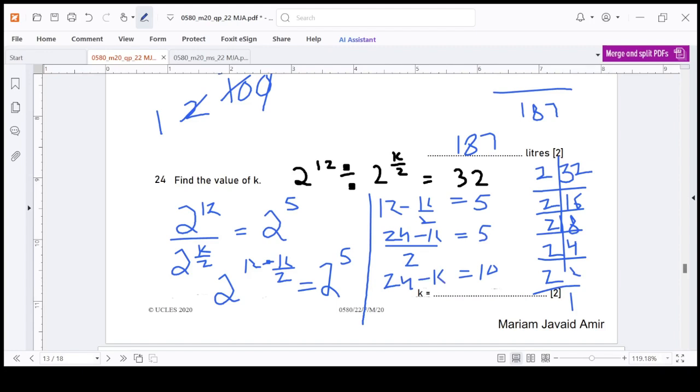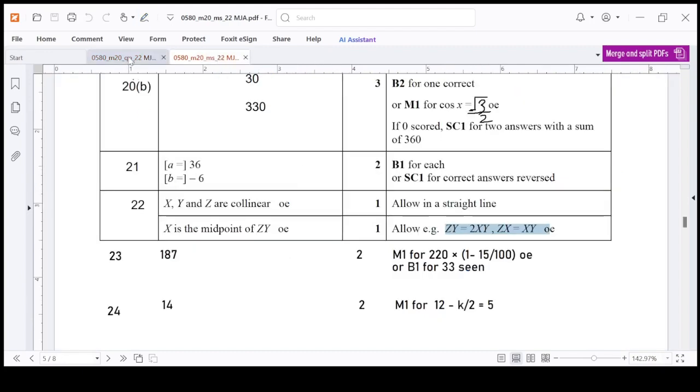And we get 14 after rearranging. 24 minus 10 is equal to k. 14 is the correct answer.